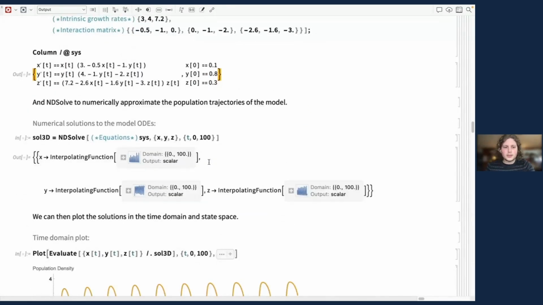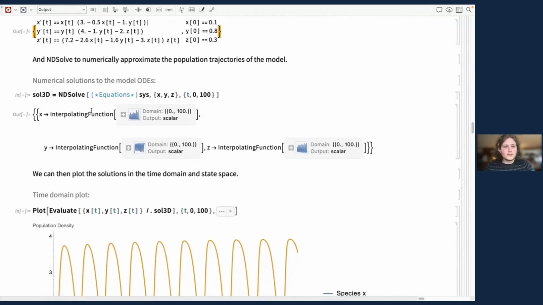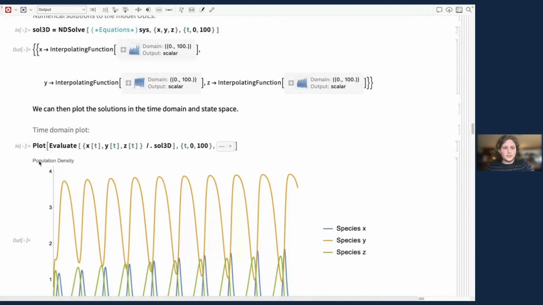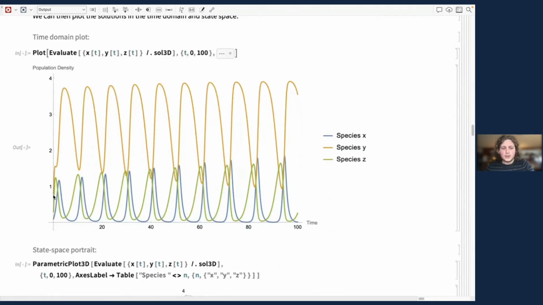And again, we can use the built-in numerical differential equation solver, NDSolve. We feed it our system of differential equations and our variables and tell it we want to solve over this time range. And it returns a set of interpolating functions that give us our solutions for the system of differential equations. And then we can just put that in a plot function and evaluate it over that particular time range, and we can get a visualization of the evolution over time of this particular system.